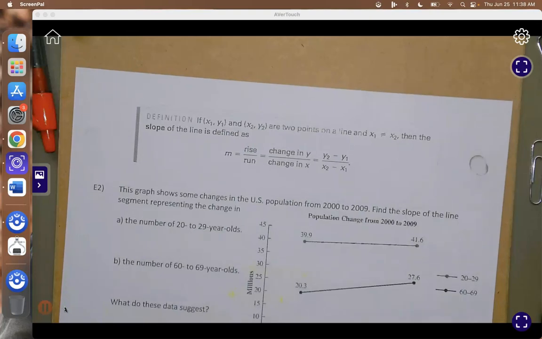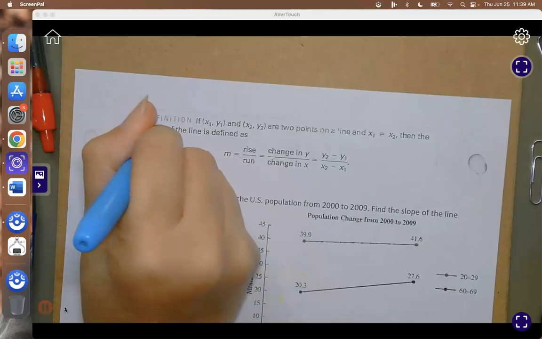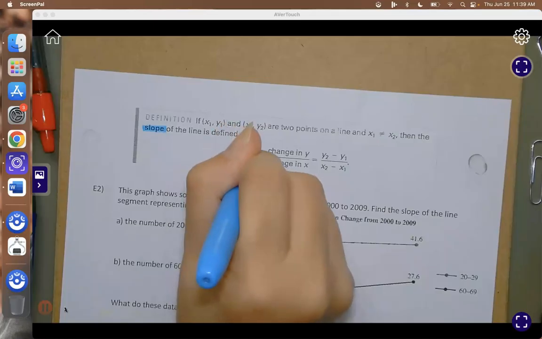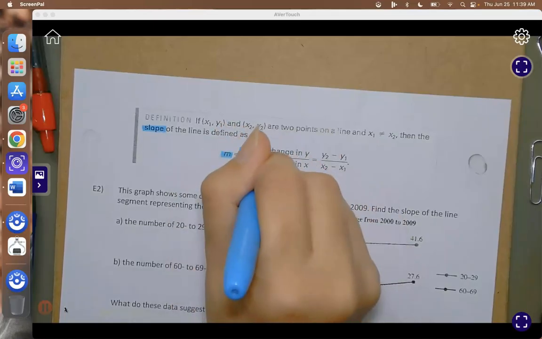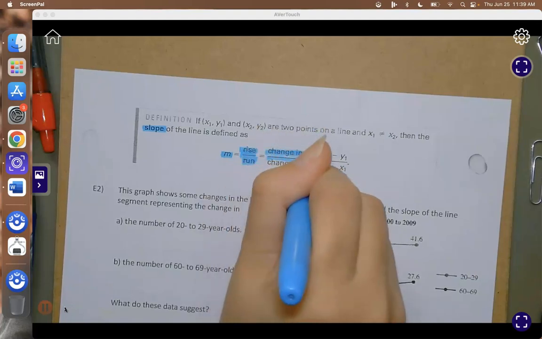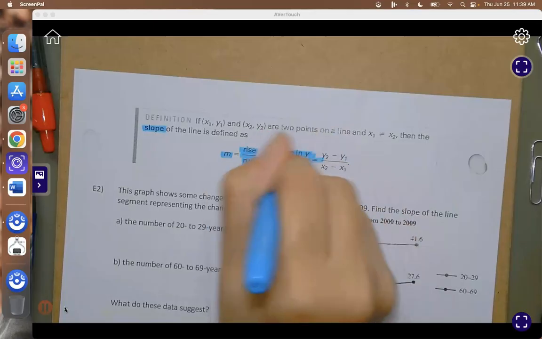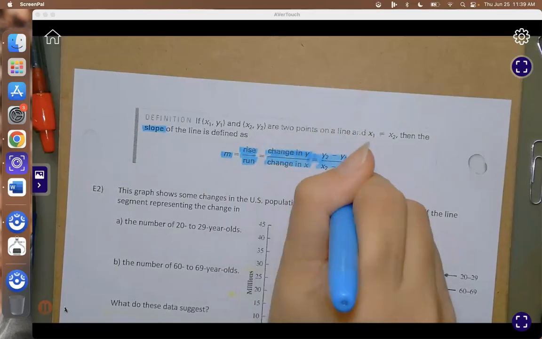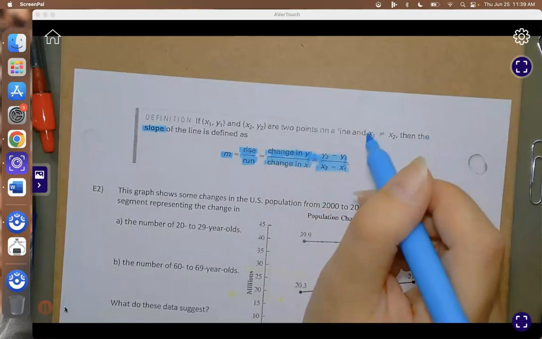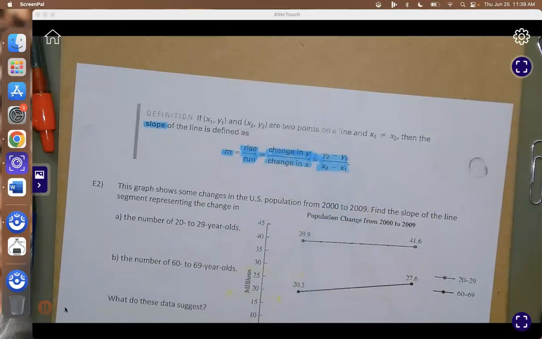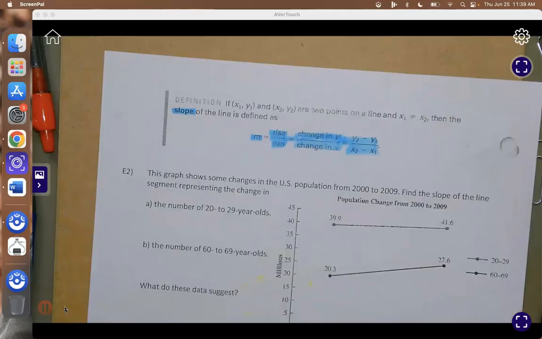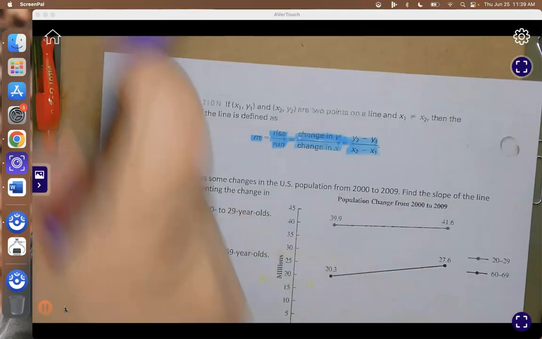Definition. If (x1, y1) and (x2, y2), so in other words, we have 2 points, are on a line, and our x1 and x2 are not equal, then the slope of the line. So we're talking about slope here. So let's look at slope. Slope is rise over run, change in y over change in x. You subtract your y's over subtracting your x's. Okay? So that's what we have to do. Now, let's talk about positive slope type problems and negative slope type problems.